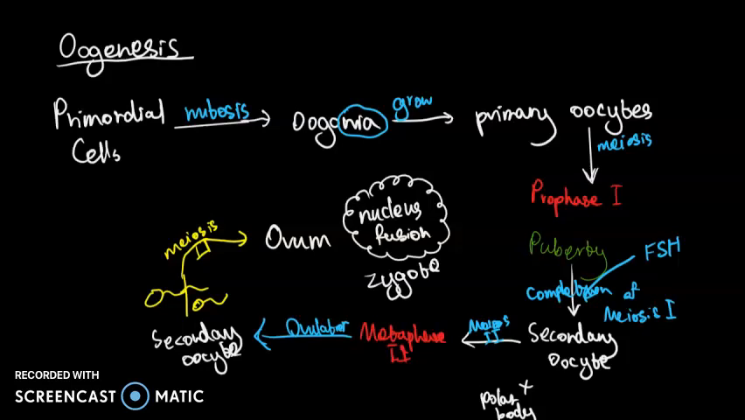So in this video we went from primordial cells which underwent mitosis to form oogonia, which grew to make primary oocytes which underwent meiosis and stopped at prophase 1 until birth. Then puberty, at around the age of 13, where FSH is released and meiosis 1 is complete. We get a secondary oocyte and a polar body. Meiosis 2 occurs with the secondary oocyte, and we stop in metaphase 2. We ovulate and send the secondary oocyte out of the ovary and into the oviduct, where it may be fertilized by sperm. Meiosis 2 is complete. We form an ovum, the nuclei fuse, and we get a zygote.